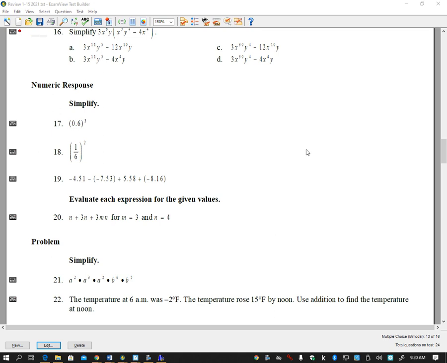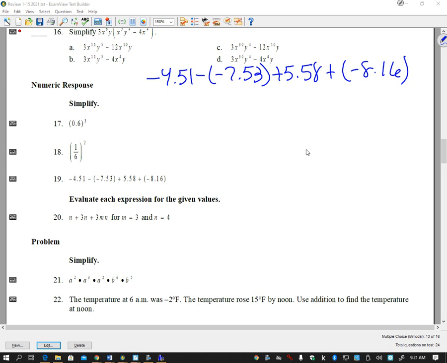All right, we got -4.51, minus -7.53, plus 5.58, plus -8.16. Okay. Is there anything inside parentheses that can be simplified? Yes or no? Is there anything inside parentheses that can be simplified?